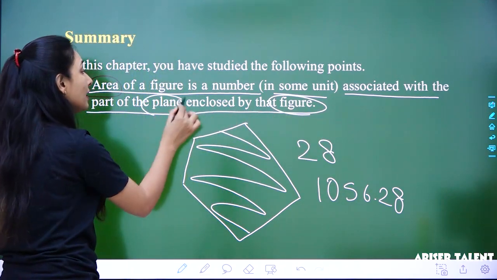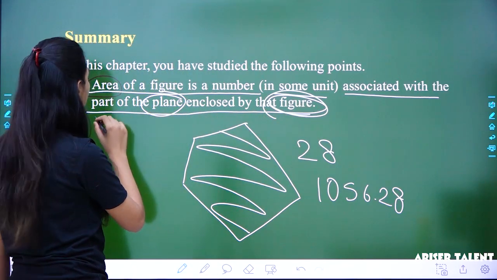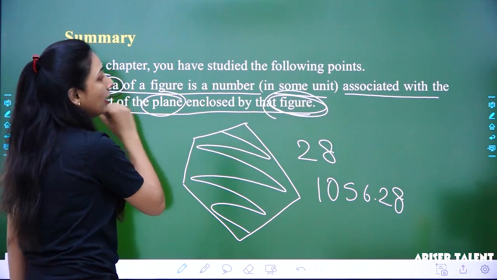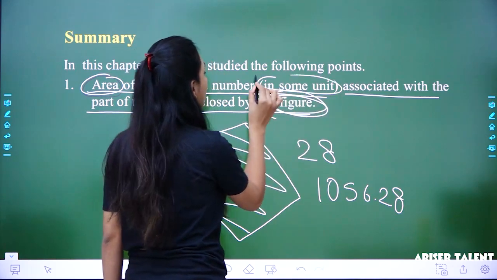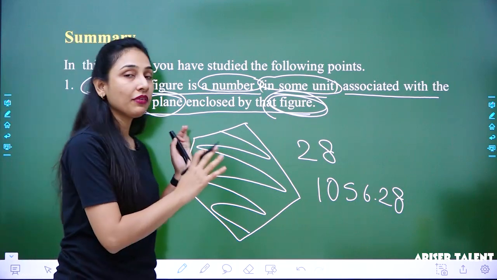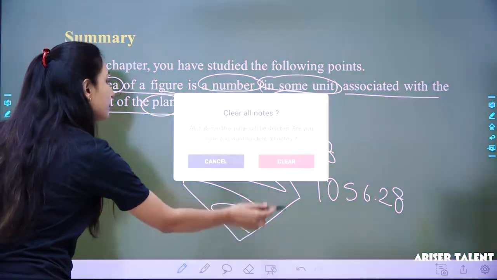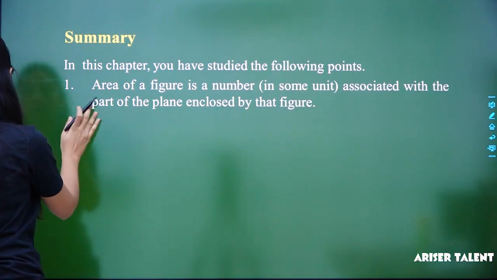Now this word plane is important. Enclosed by that figure, this is important. And in some unit, a number. These are the keywords, and this is the definition of area in mathematics.